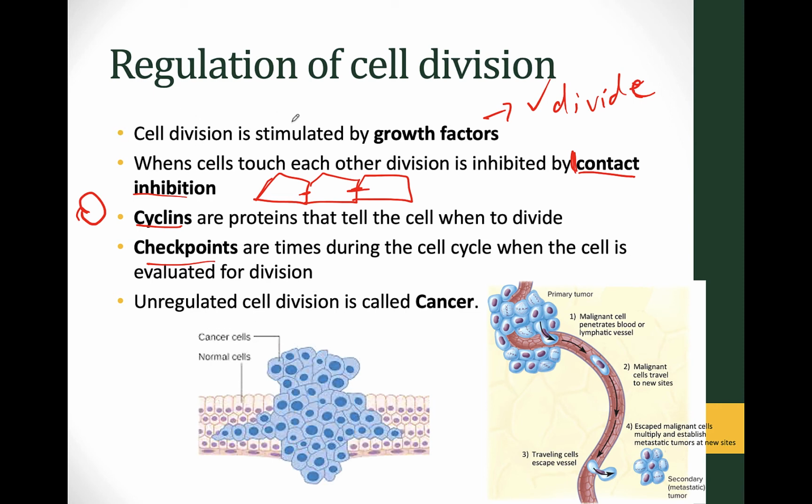And when any of these things goes wrong, maybe there's too many growth factors, or the inhibition didn't work, or the cyclins are out of control, or we get past a checkpoint that we weren't supposed to get past. If any of these regulating factors of the cell cycle go wrong, we can get what's called unregulated cell growth, and that is cancer. Cancer is a really generic term for your cells are growing, but they're not supposed to be growing. They're dividing and they're not supposed to be dividing.